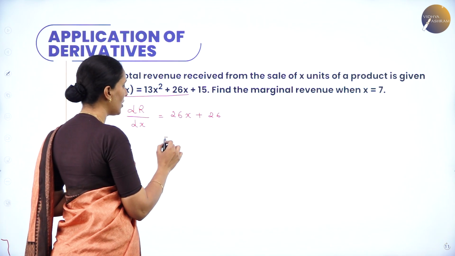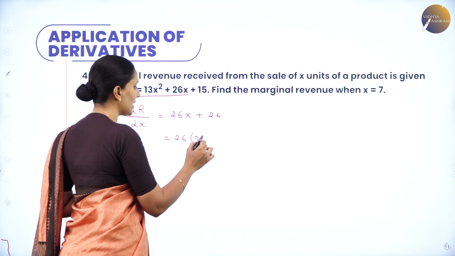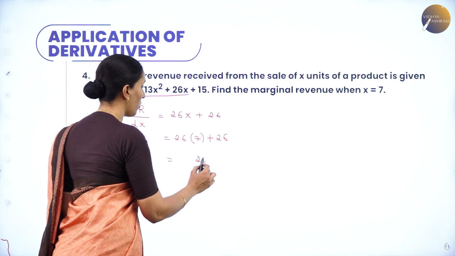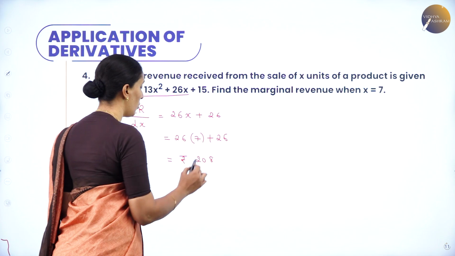Now they have given the value of x as 7. That is 26 into 7 plus 26. So this will be equal to 208 in terms of rupees.